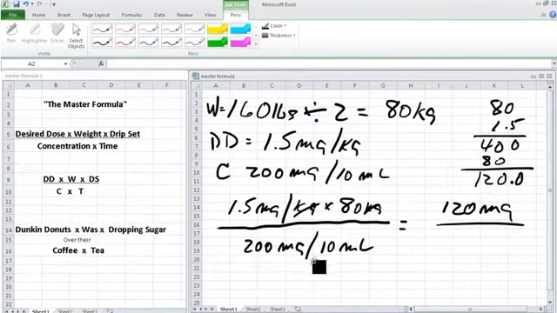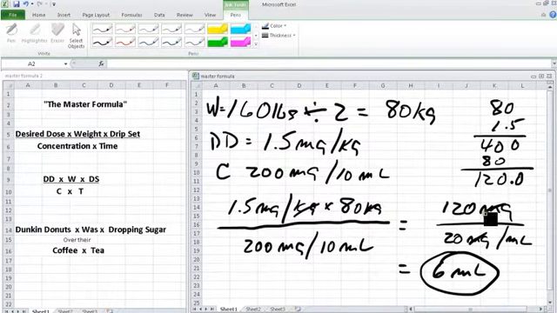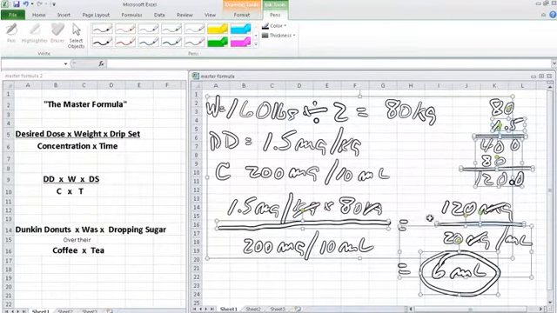And here I'm going to divide each side by 10, so I can end up with 20 milligrams per milliliter. 20 into 120 equals 6 milliliters. So this is the amount of milliliters that we're going to draw up. 120 is the amount of milligrams of the medication that we're going to draw up. All right, next question.